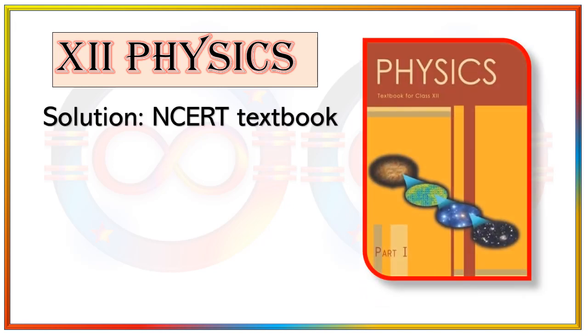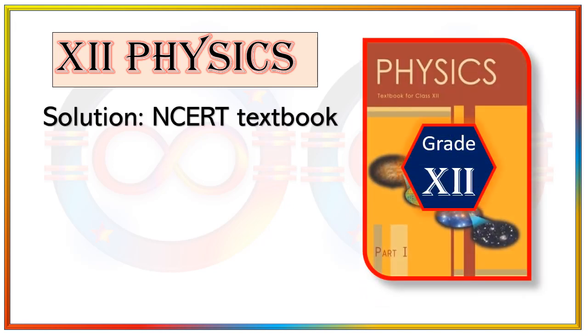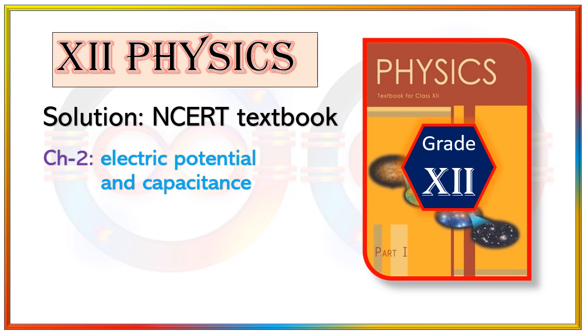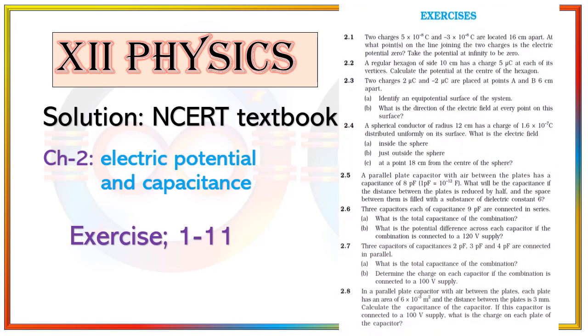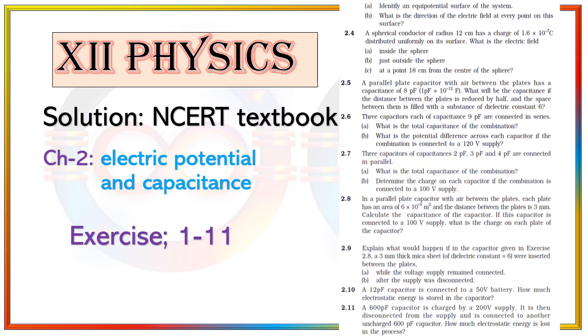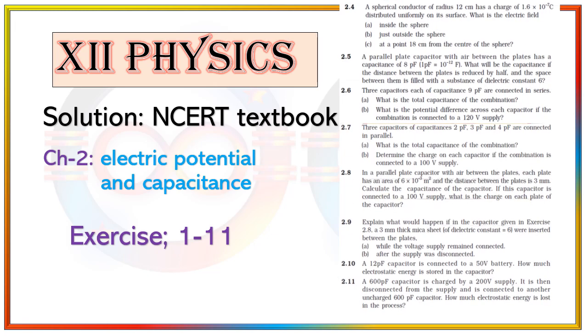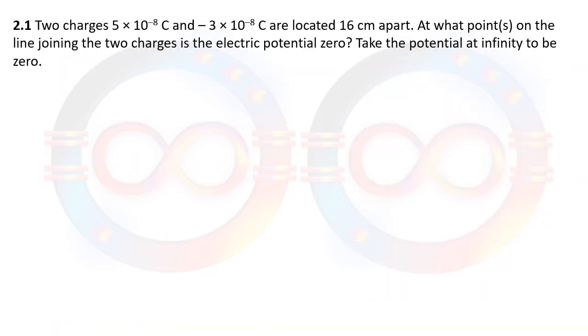In this video, we will learn the questions from second chapter of NCERT textbook for grade 12. The chapter is electric potential and capacitance. Total questions in this chapter you would be finding 1 to 11. We will see all of them one by one.